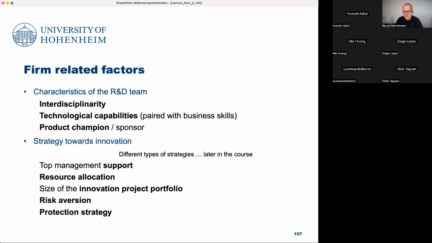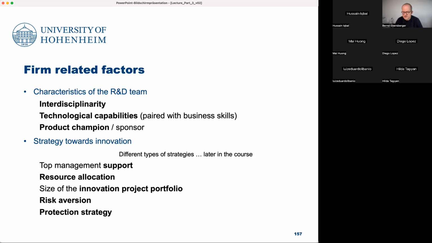And of course, if you look at the characteristics of the R&D team, of the innovation team, you need interdisciplinarity. Again, you need technological capabilities, and you need to pair this technology. You don't only need these brilliant engineers in your R&D and innovation teams, but of course you need people with business skills, with access to consumers, etc. And what is also helpful, we had this, sponsors and product champions or project champions are very, very helpful here as well. Strategies towards innovation.